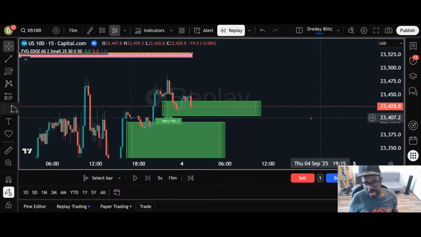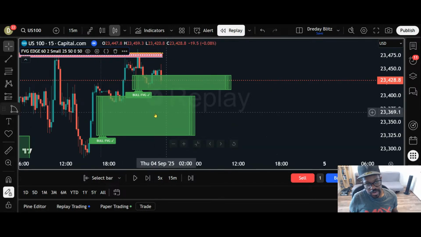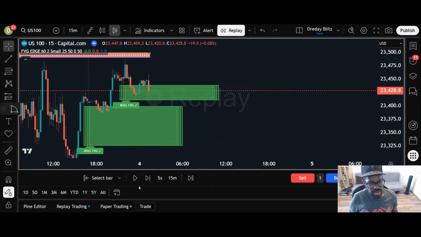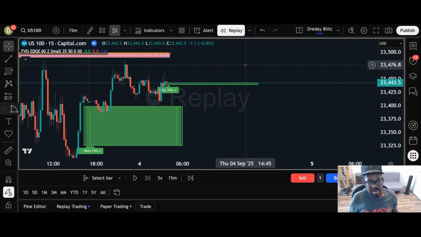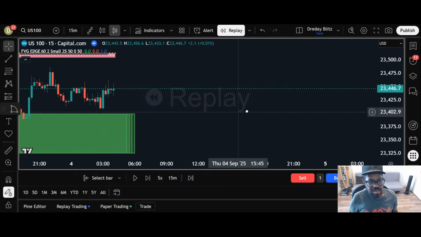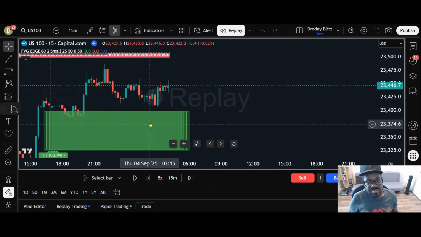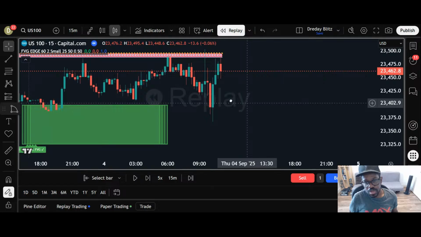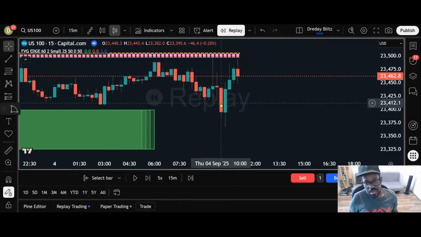If you remember, yesterday I told you guys that there was a bullish fair value gap on the 1 hour before that move up. If we continue the replay, this is what we saw. There you go. That was the actual move we had here. That was 9:30 yesterday.